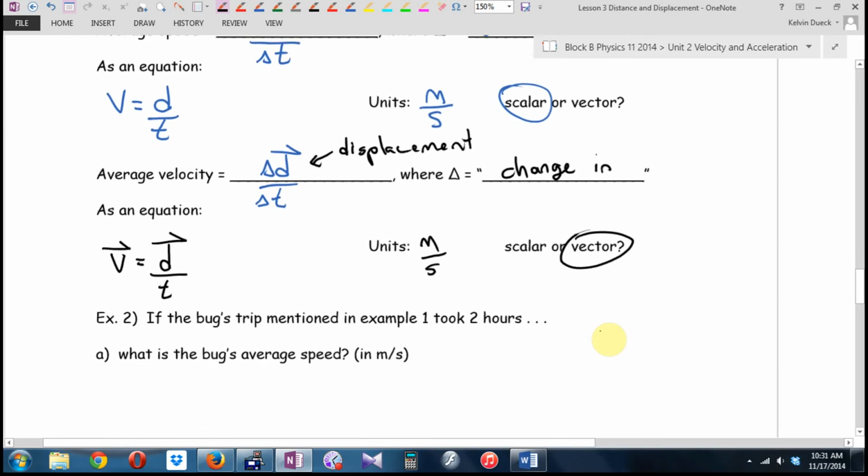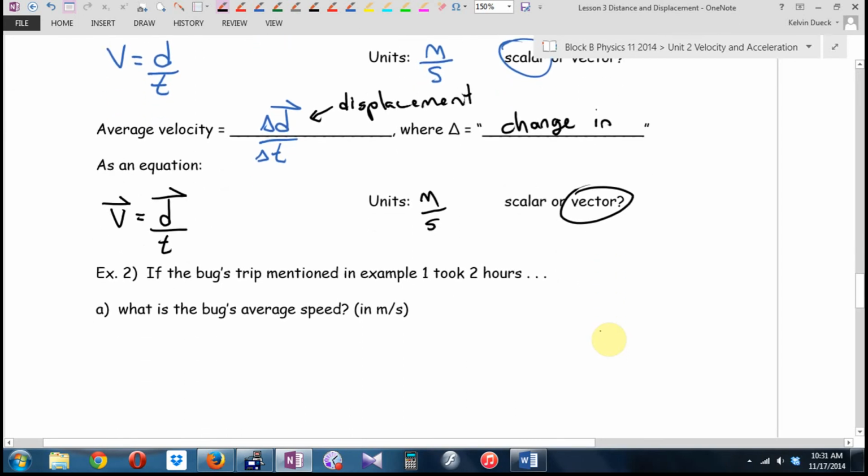Example 2. If the bug's trip mentioned in example 1 took 2 hours, what's the bug's average speed in meters per second? I got a problem. What do I want the speed units to be in? What did I say? Meters per second. What unit of time did I give you? Hours. We got to do a conversion. You know what? Let's draw a little arrow. 2 hours. How do I go from hours to seconds? I don't know. What can I turn hours into?